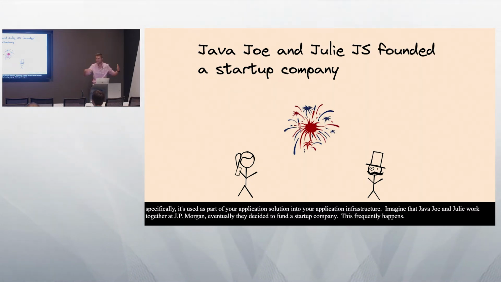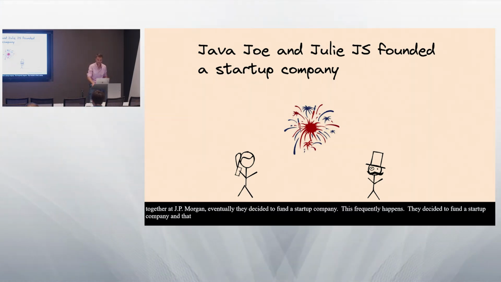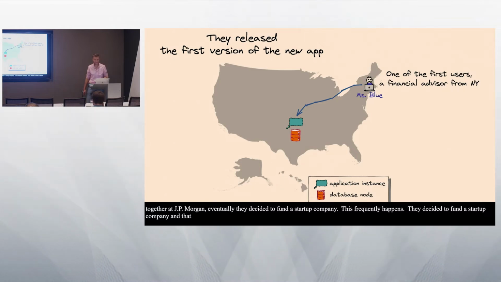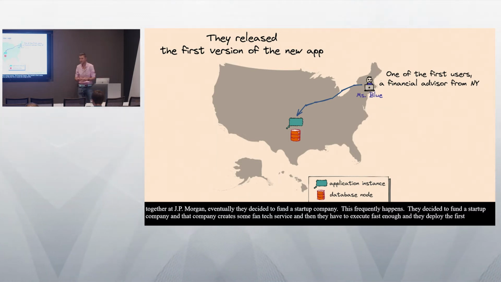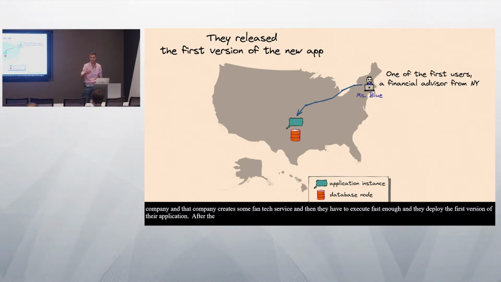And that company creates a fintech service, and they have to execute fast enough. They deployed the first version of their application. And after the first announcement, they got Mrs. Blue, a financial advisor from New York. She became one of the first users among hundreds and thousands in the United States.